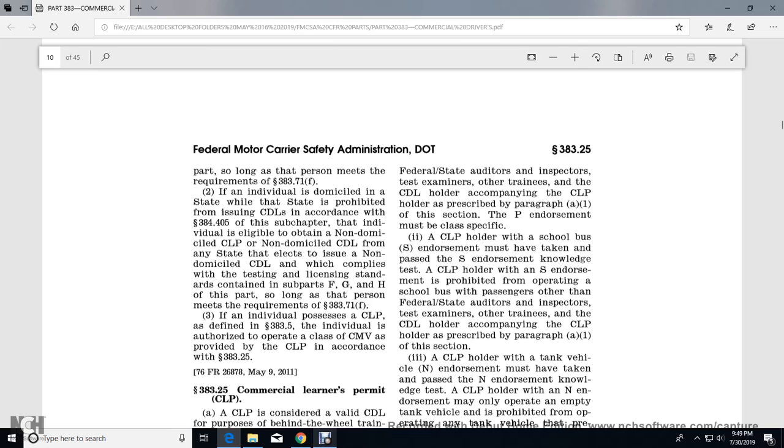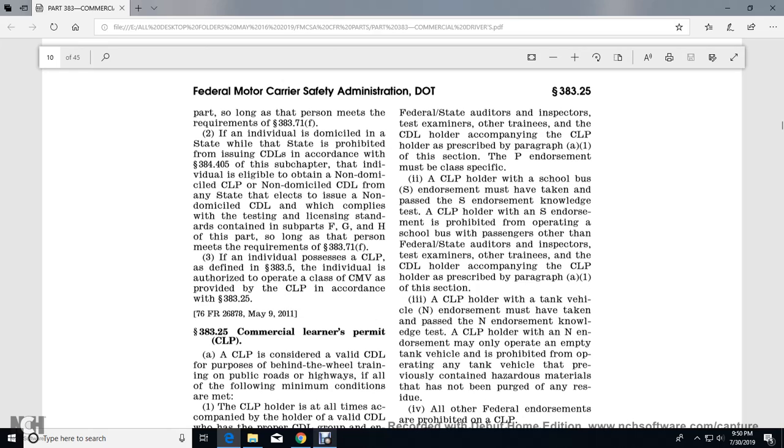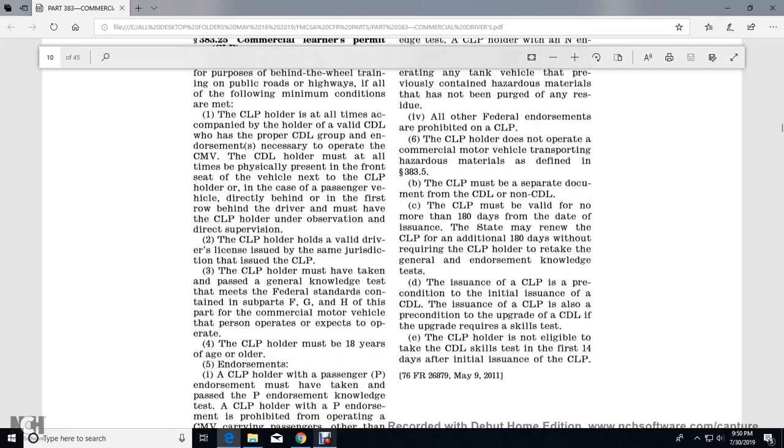If an individual's domicile state is prohibited from issuing commercial driver licenses according to 384.405, the individual is eligible to obtain a non-domiciled commercial learner's permit and non-domiciled commercial driver license in any state that has elected to issue non-domiciled commercial driver licenses and which complies with the testing and licensing standards contained in subparts F, G, and H of this part, as long as the person meets the requirements of 383.71(f). If an individual possesses a commercial learner's permit as defined in 383.5, the individual is authorized to operate the class of commercial motor vehicle provided with the commercial learner's permit in accordance with 383.25.